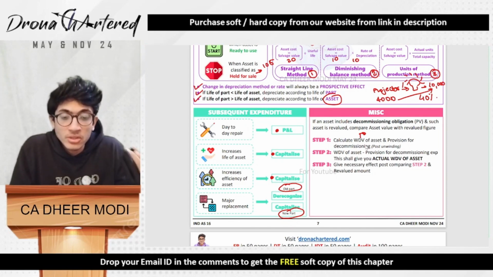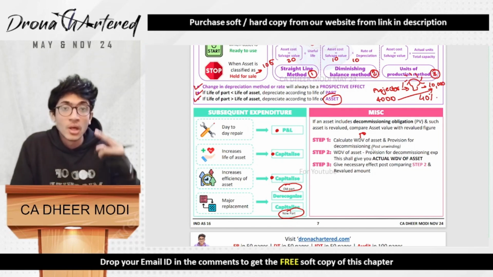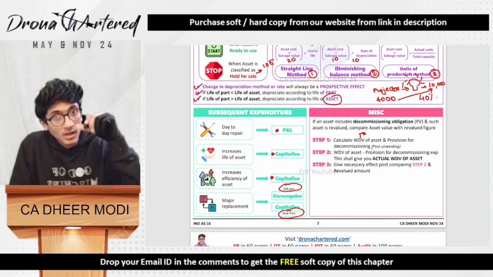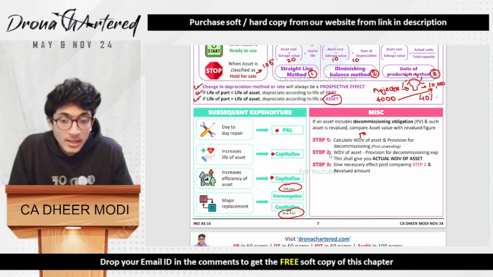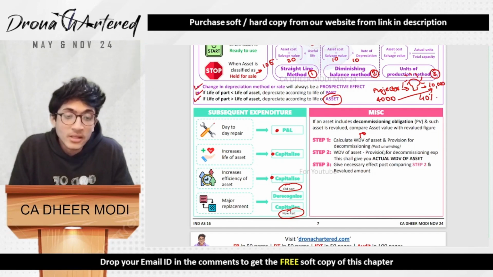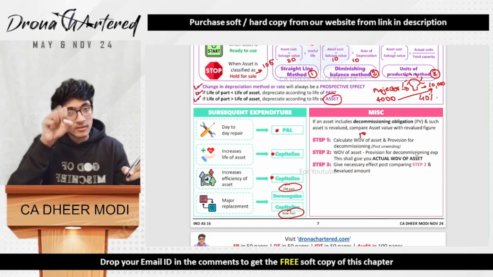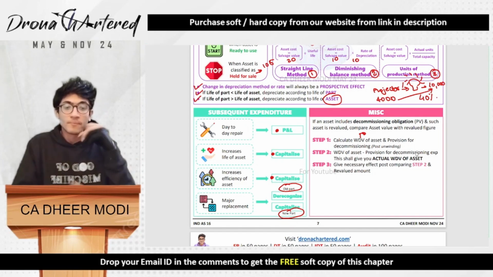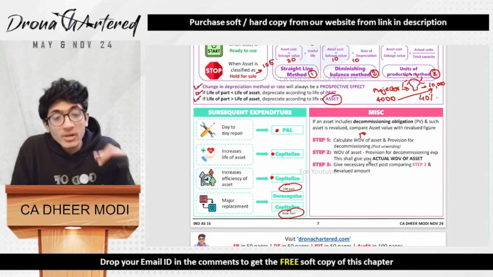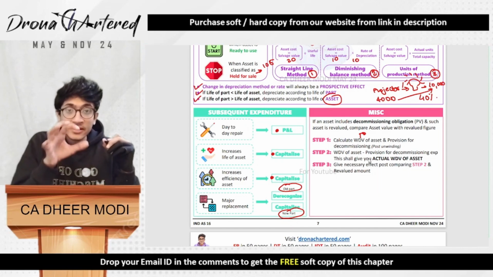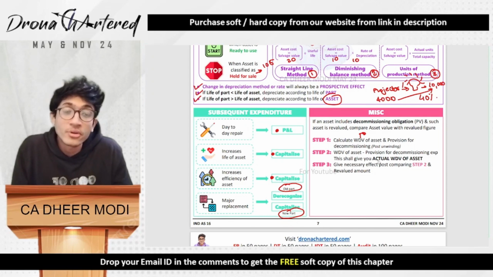Whatever provision you are making for decommissioning will be post unwinding, because you will be recognizing this at present value. So it is the carrying value after adding finance cost every year. Then step 2 is WDV of asset minus provision for decommissioning expense. That is the WDV being shown in the books today, minus the provision, that is the decommissioning expense. This will give you the actual written down value of the asset, because there is some written down value, but you also have a decommissioning liability, so therefore that will be subtracted. So this is your actual WDV of the asset.